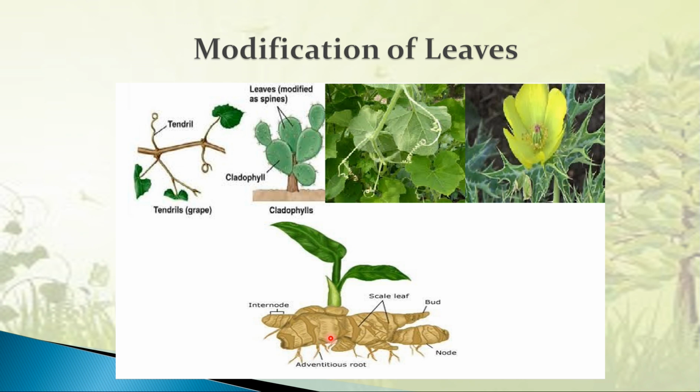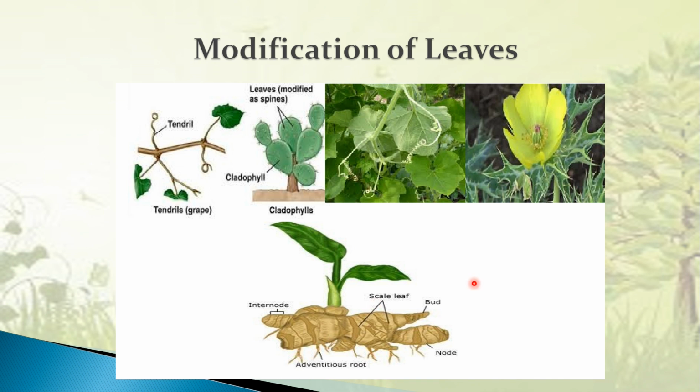Now, scales. Scales are found in ginger and arbi plant. In Hindi, we call arbi ghuiya also. They may be thick or thin, or dry or fleshy. They protect buds and leaves which store food material.